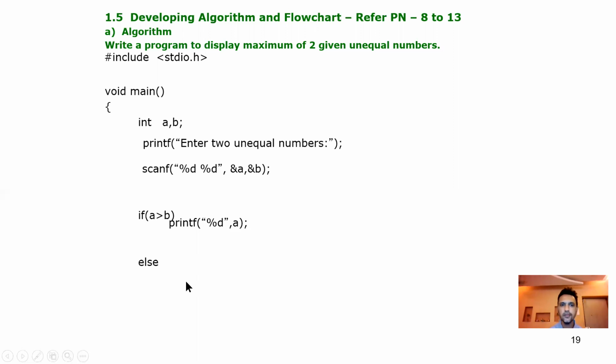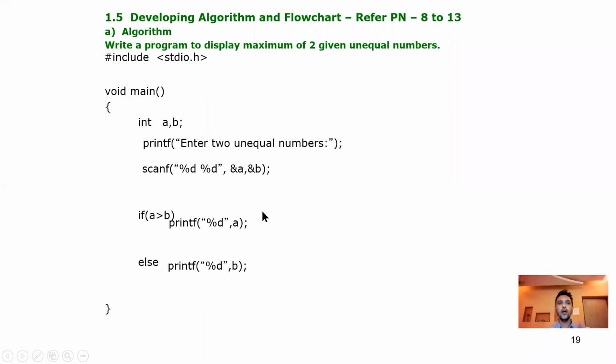B is greater than A. %d and B. Very good. The second answer, second guy, you're correct. So over here, we'll write printf %d B, which means the value of B will be displayed on the monitor. And now I'll close the brace. When I close the brace, that means the program ends over here.